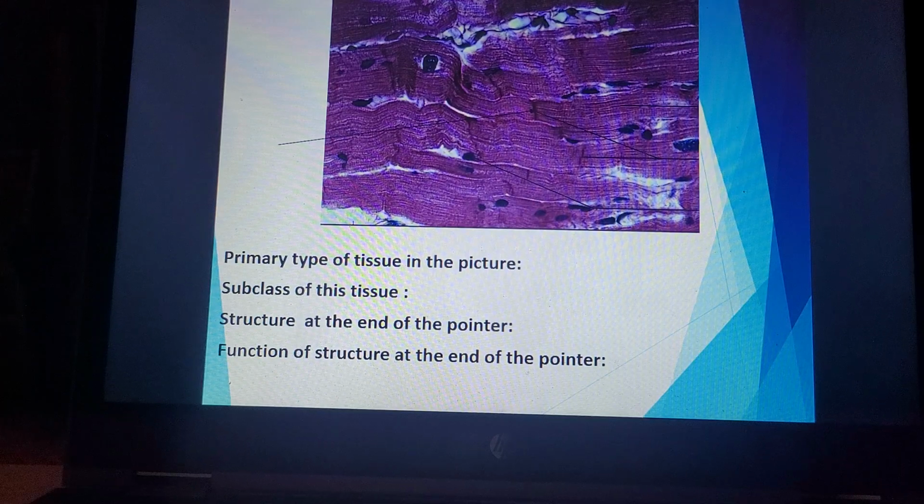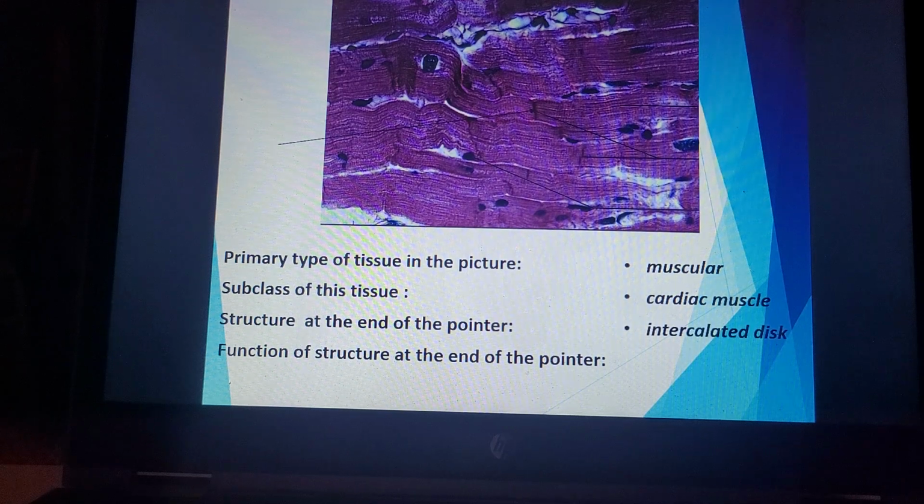Primary tissue type. Muscular. Subclass. Cardiac muscle. Structure at the end of the pointer. Intercalated disc. Function of that structure. Allows passage of ions and nutrients.